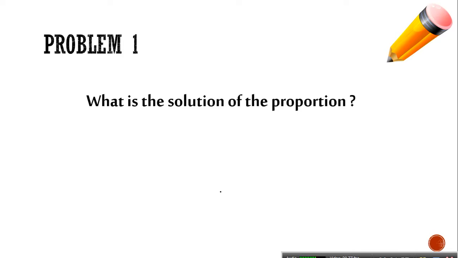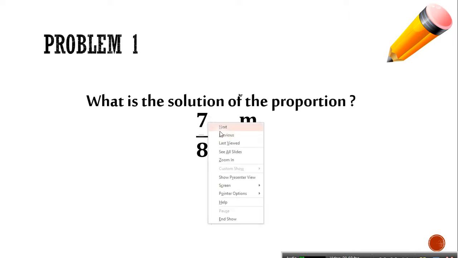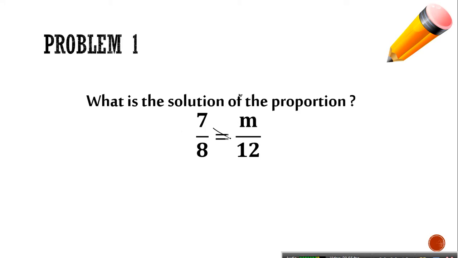So here's the first problem. What is the solution of the proportion 7 over 8 equals m over 12? Notice how there is a pencil in the corner. To solve these problems, we're going to cross multiply. So I'm going to go across, draw my little line here, then go across, draw my line. So I'm going to go 7 times 12 equals 8 times m.